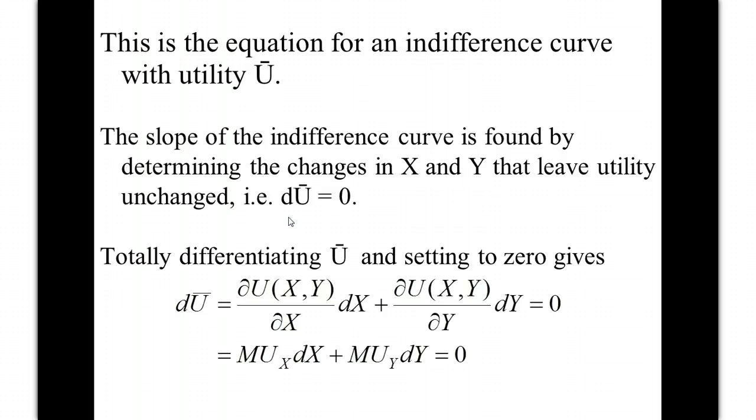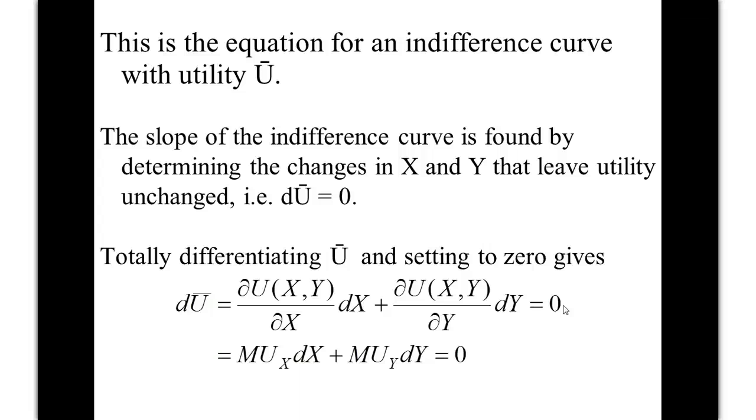So if we differentiate this expression for the indifference curve, u bar, and set it equal to 0, setting it equal to 0 means utility doesn't change. So d u bar, what is the change in utility? Well, along the indifference curve, it's 0. And that's all really we're concerned with. So if you look at what it means, it's the marginal utility of x multiplied by the change in x. So dx is just the change in x. How many extra units of good x do you consume? Plus the marginal utility of y multiplied by the change in y. Along an indifference curve, that has to equal 0.